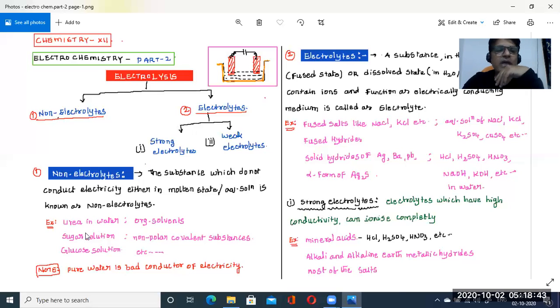Examples: urea in water does not conduct any electricity, and some organic solvents, sugar solution, glucose solution, and non-polar covalent substances.